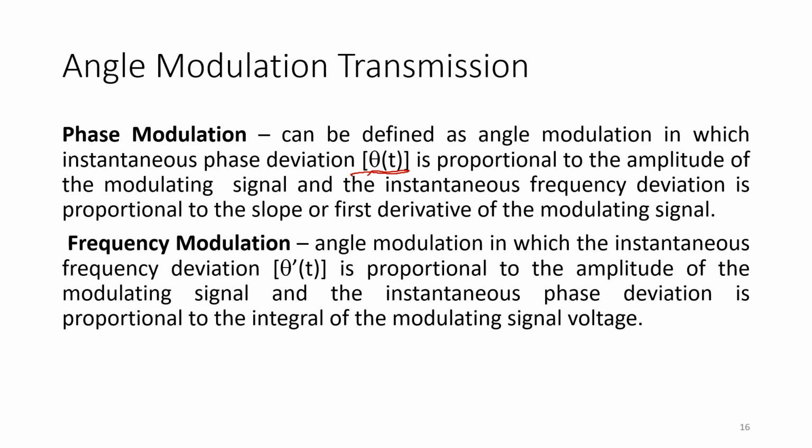So for frequency modulation, it is also an angle modulation in which the instantaneous frequency deviation, the first derivative, is proportional to the amplitude of the modulating signal, and the instantaneous phase deviation is proportional to the integral of the modulating signal voltage. Okay, so that is our formal definition for phase modulation and frequency modulation.